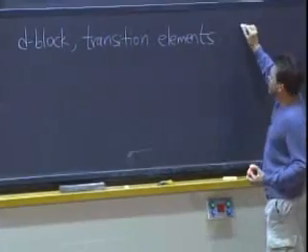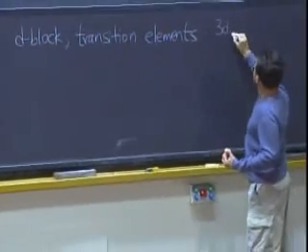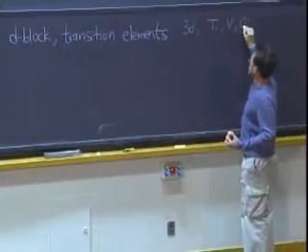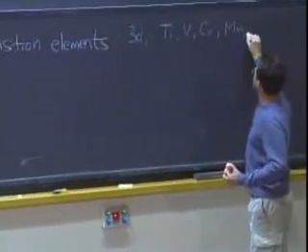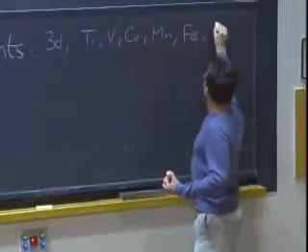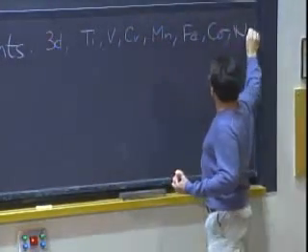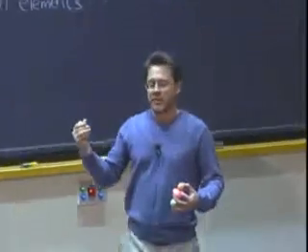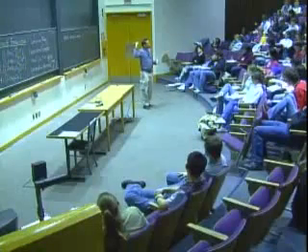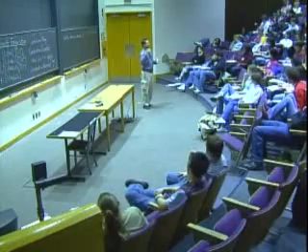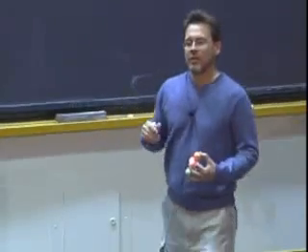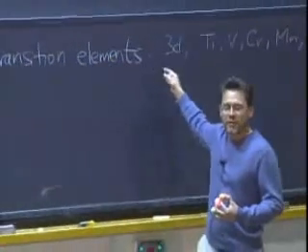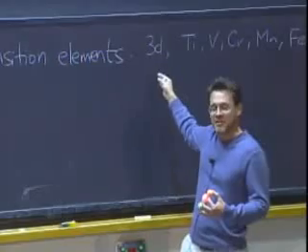And in the case of the 3D series, you'll know that we have metals like titanium, vanadium, chromium, manganese, iron, cobalt, nickel. Okay? These are called transition elements because oftentimes in ions stemming from these elements, as you go from left to right across the periodic table, you're adding more electrons to an incompletely filled D shell.